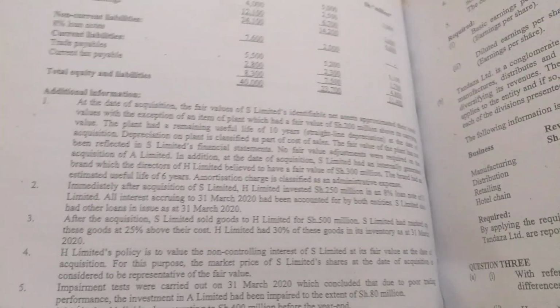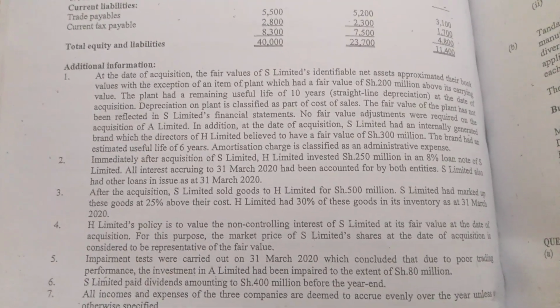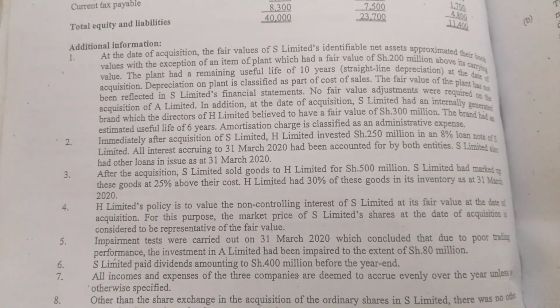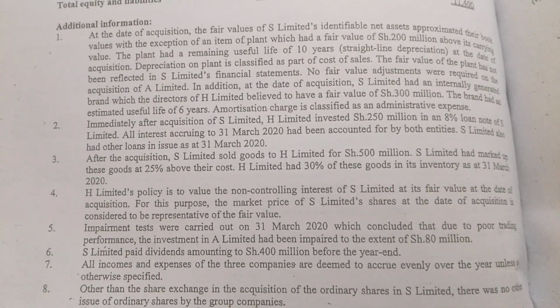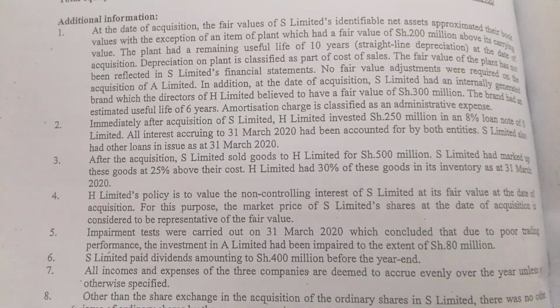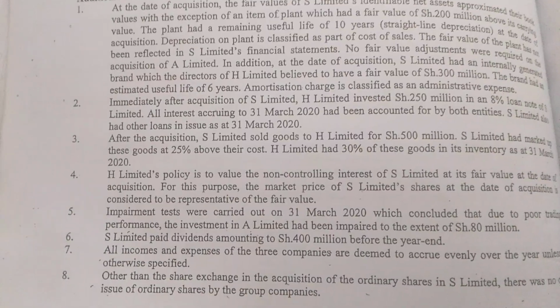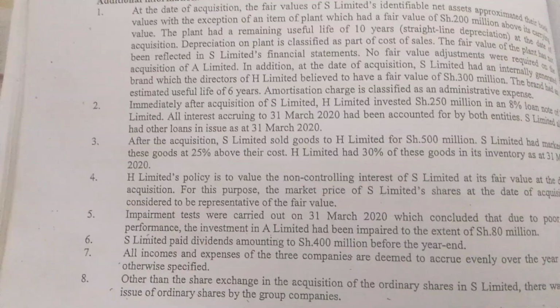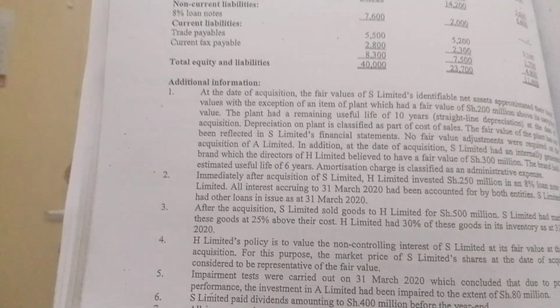Number two. We read number two. Immediately after acquisition of S Limited, H Limited invested shillings 250 million in an 8% loan note of S Limited. All interest accruing up to that 1st March 2020 had been accounted for by both entities. S Limited also had other loans in issue as at that 1st March 2020.